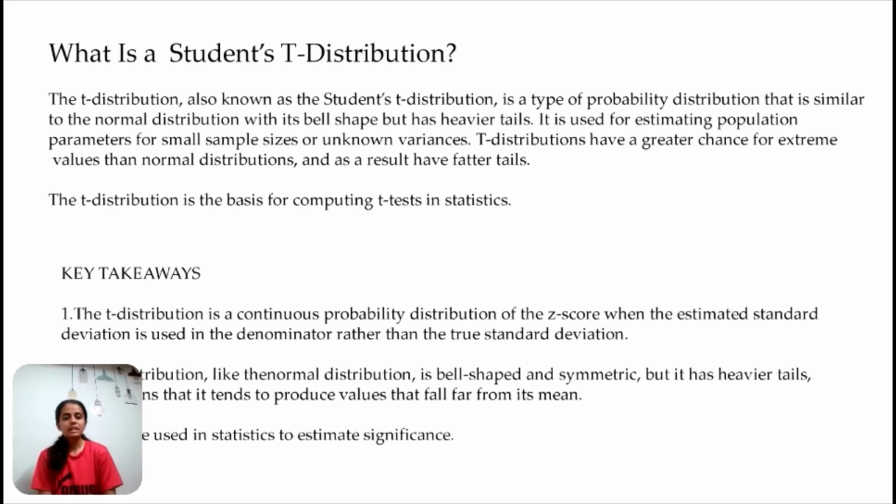Key takeaways. The t distribution is a continuous probability distribution of the z score where the estimated standard deviation is used in the denominator rather than the true standard deviation. The t distribution, like the normal distribution, is bell shaped and symmetric, but it has heavier tails, which means that it tends to produce values that fall far from its mean. T tests are used in statistics to estimate significance.